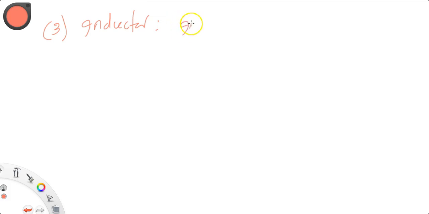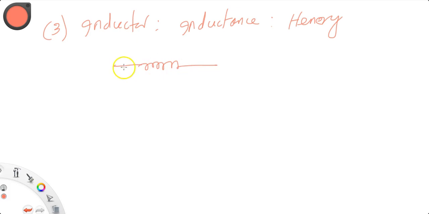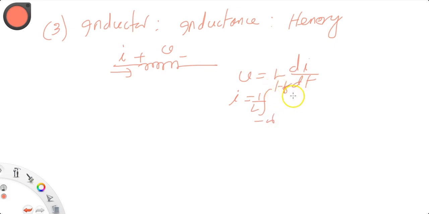physical quantity inductance and unit Henry. Same way, write the element relations: V equal to L di upon dt, and I equal to 1 upon L times the integral from minus infinity to final time TF of V dt. These are the basic relations you should always know.